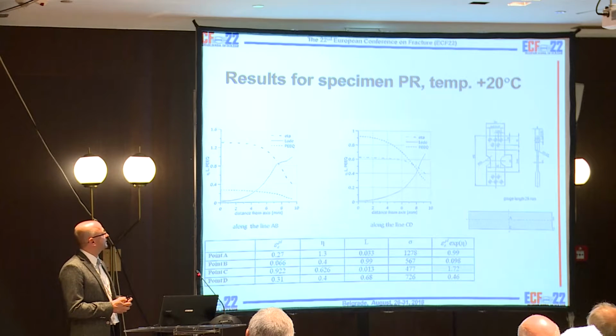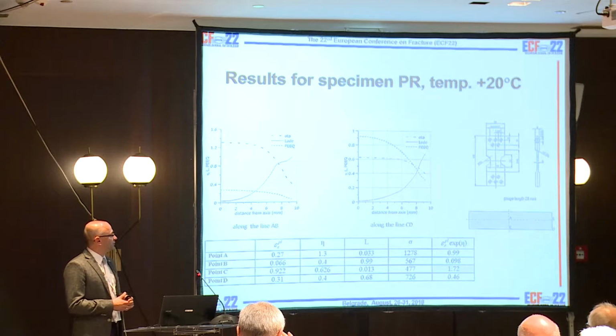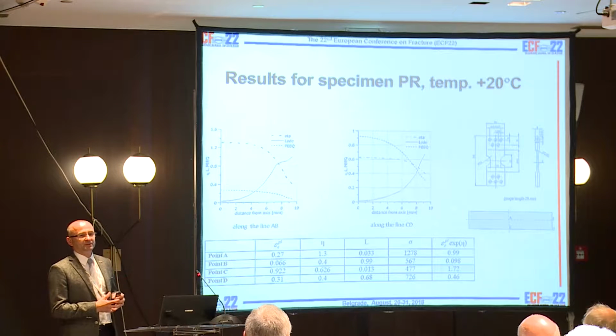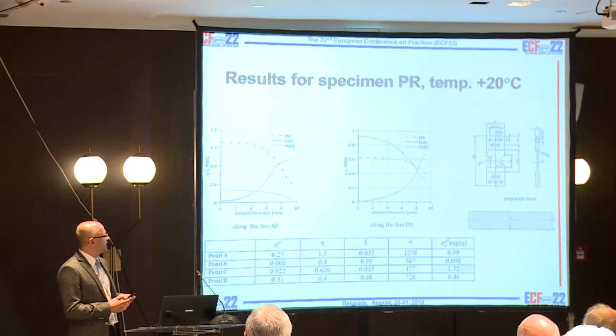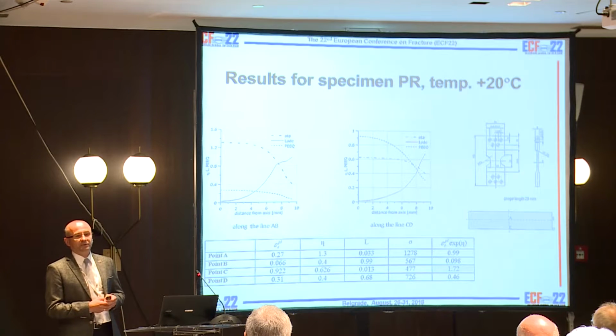The second specimen is very specific at this room temperature. As you can see, this is specimen PR. This is a flat specimen with these rounded notches. And our function shows that fracture begins on the surface of the specimen at point C. This is just in the middle of the specimen. What is characteristic here? It is a low level of Lode parameter.